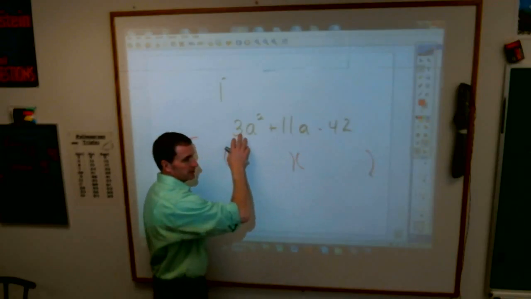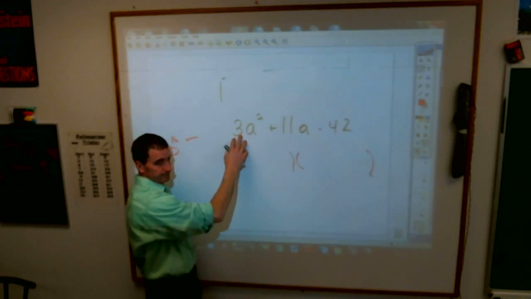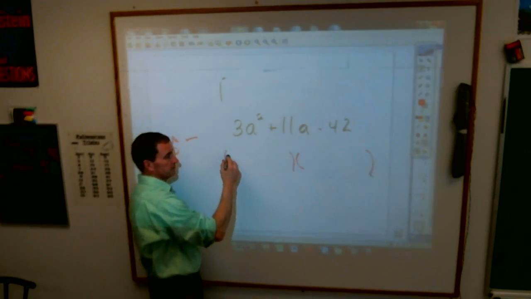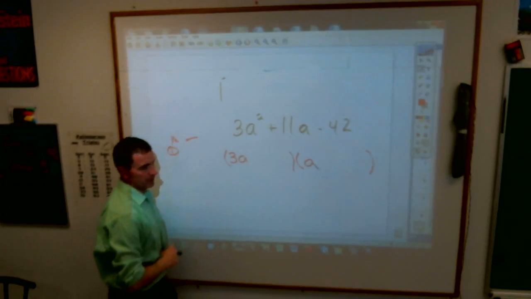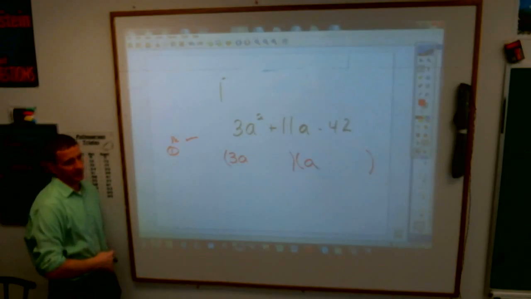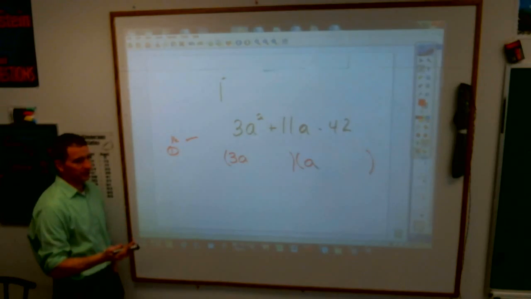Only one way to get 3a squared, and that is what? 3 times 1. So you can have a 3a and a 1a, but we don't have to put the 1 in front of that. That is the only way to get 3a squared. There's no other factors of 3.